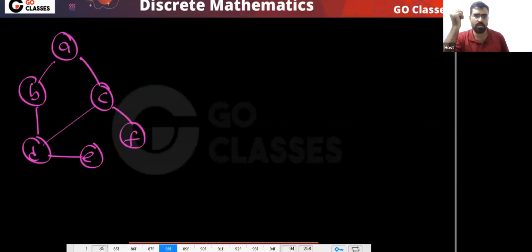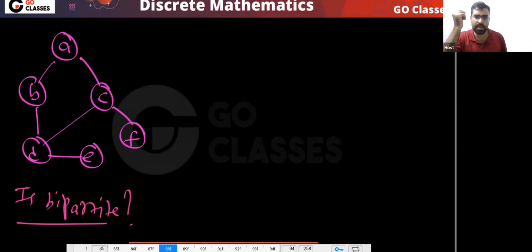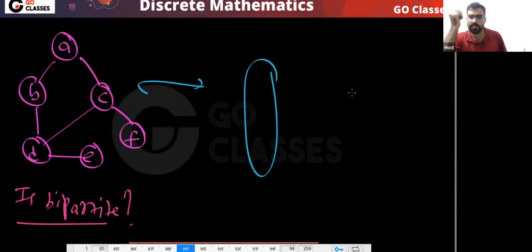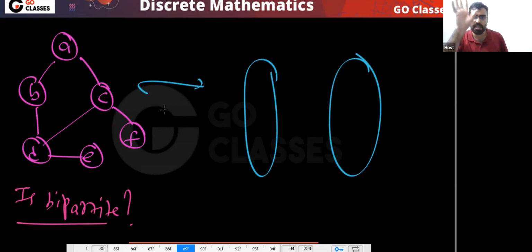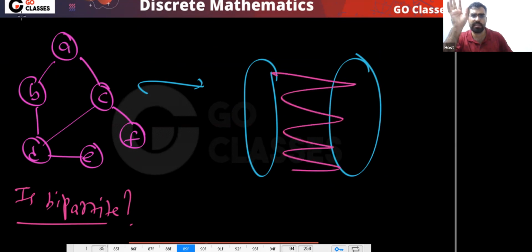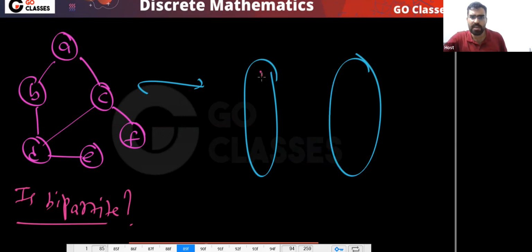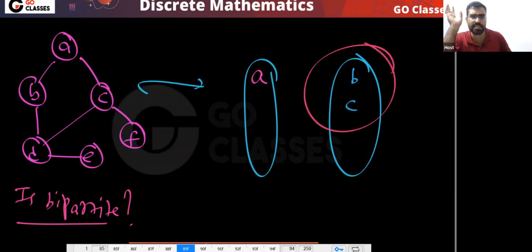E, F. If I have this graph, is it bipartite? Randomly, I am giving you some graph. Can you create two parts such that there is no edge within a part? If you have some edge, then the endpoints should be in different parts. If I put A here, then B and C automatically go here. At this moment, there is no problem because B and C are not adjacent.